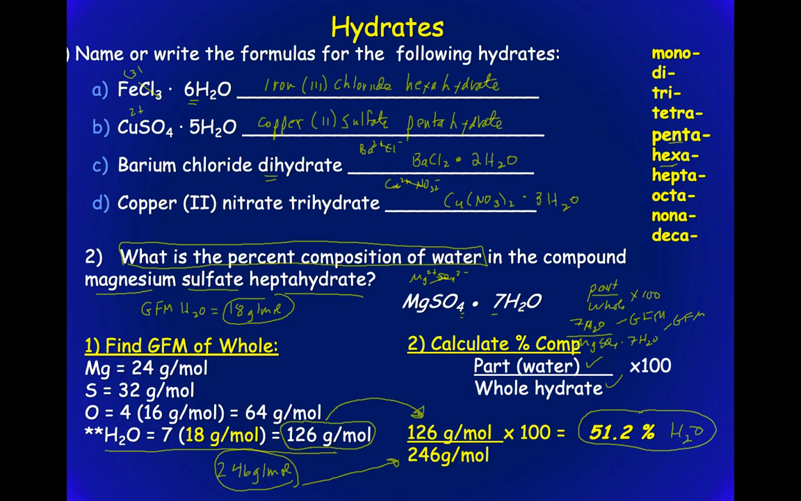Really important. Okay, so to repeat, find the GFM of the whole. Use your chart. Find out the waters together, put that as a numerator, calculate percent composition.